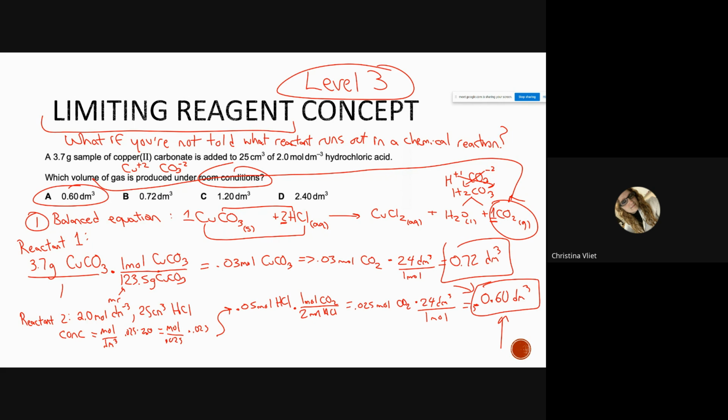Then you've got to run through the reaction for both reactants to do the full stoichiometry from the reactant to the product. You've got to know the states of matter for all your products and then compare at the end to look for the smaller amount produced, because the smaller amount produced will be from the limiting reagent.